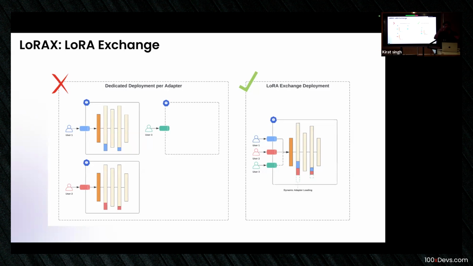Now, if I train another adapter which does something else, that is a sentiment generator, my other project. Then I have another adapter, right? In this way, you have multiple adapters for the same base model.